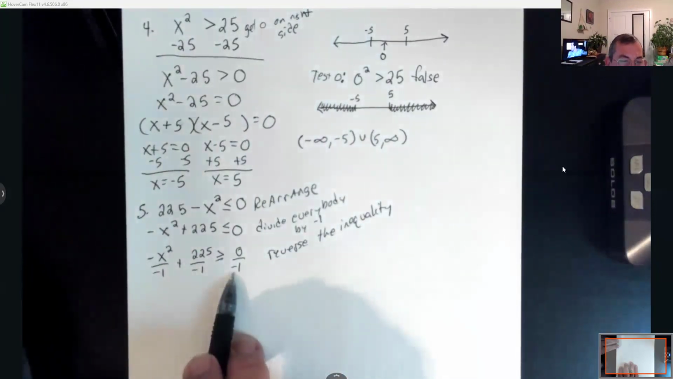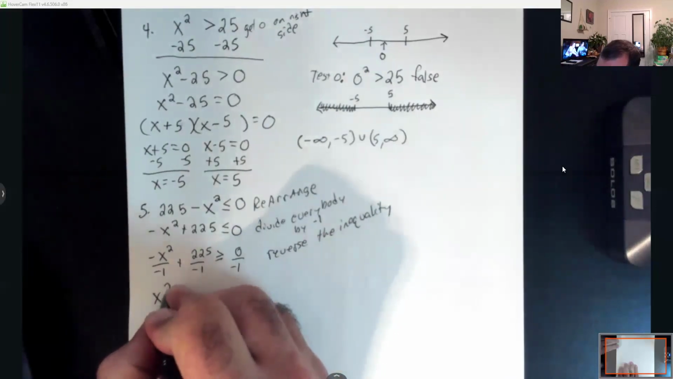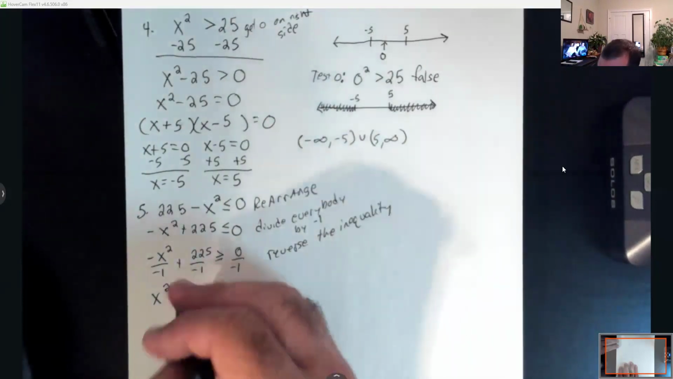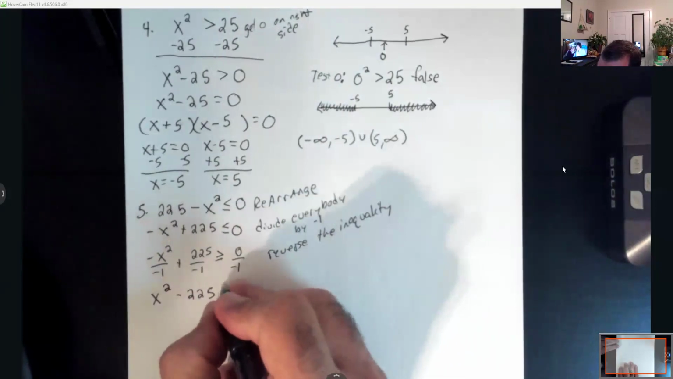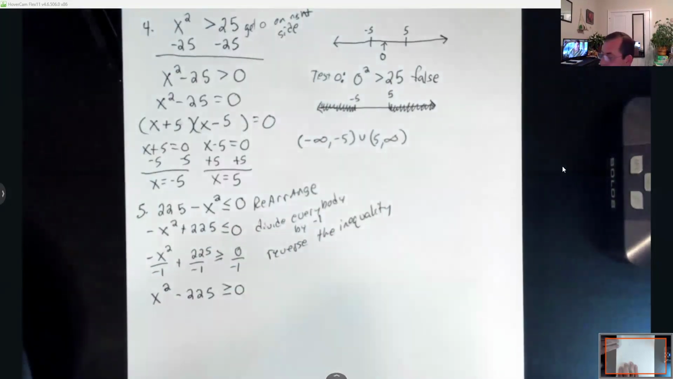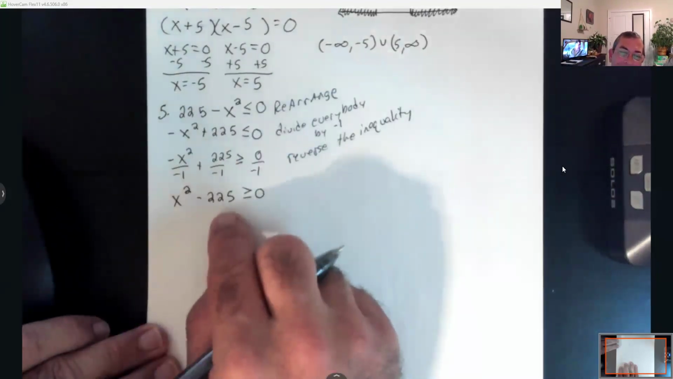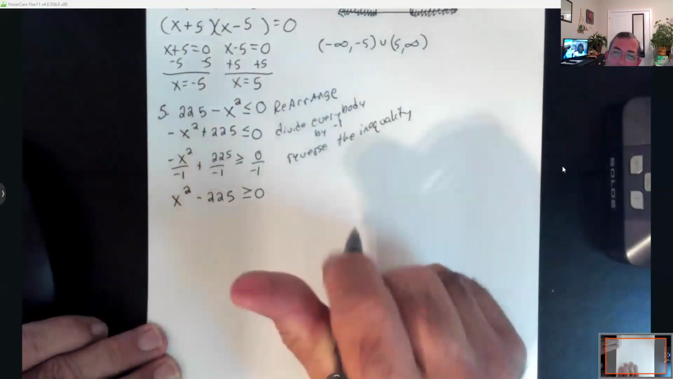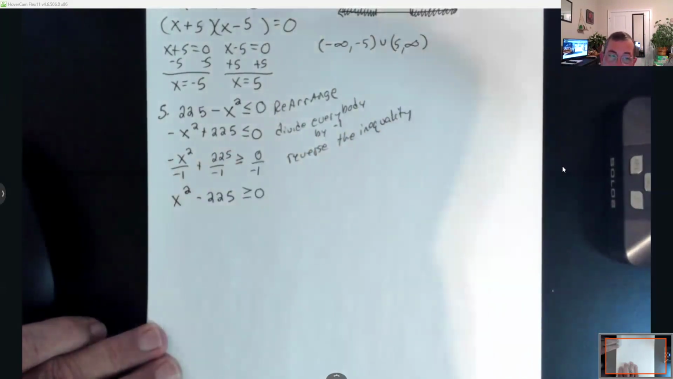Since dividing by negative, negative divided by negative makes that a positive x squared. Positive 225 divided by -1 makes that a -225, that is now greater than or equal to 0. Okay, so although we're basically trying to get these to where we can factor them, they're still hitting you with other things they want you to remember, such as flipping that inequality, okay?